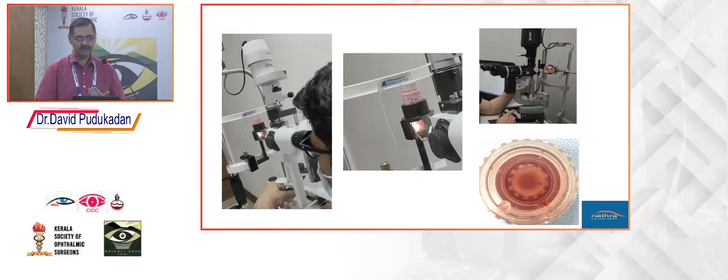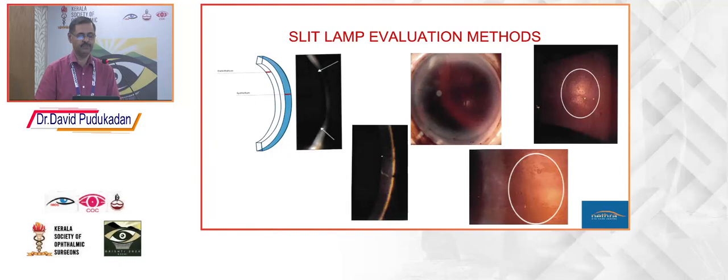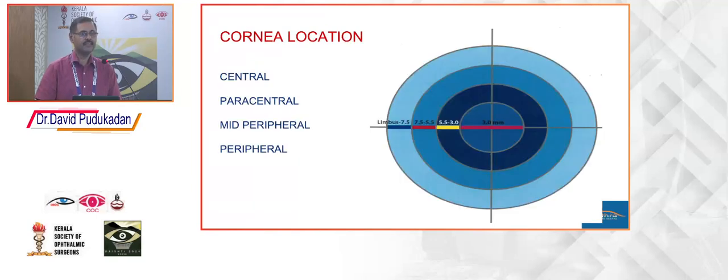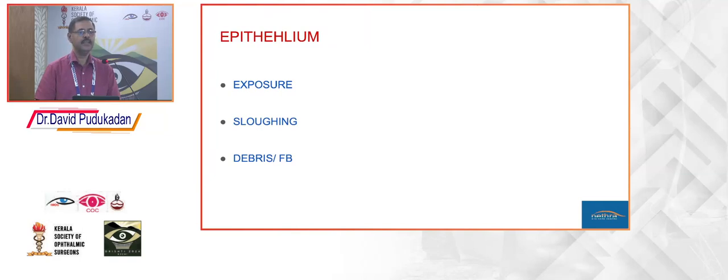When it comes in a viewing chamber, as in a culture medium, it can be directly evaluated. Routine slit lamp evaluation methods like parallelepiped view, narrow slit, diffuse illumination, specular evaluation, and retroillumination are employed. For the sake of documentation, the cornea is divided into a central area, paracentral area, mid-peripheral area, and a peripheral area. Each layer is assessed in detail.